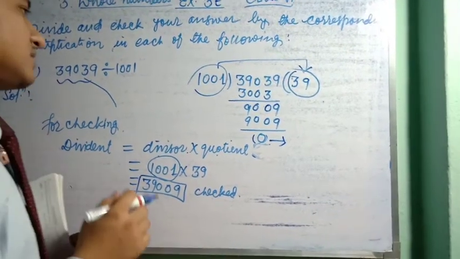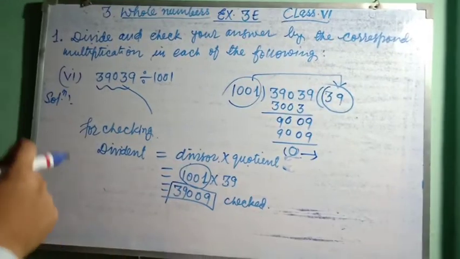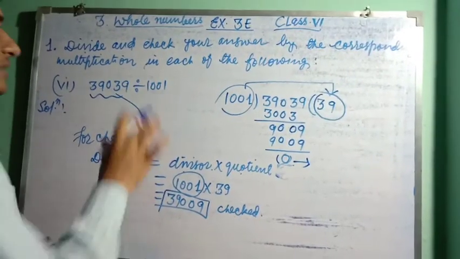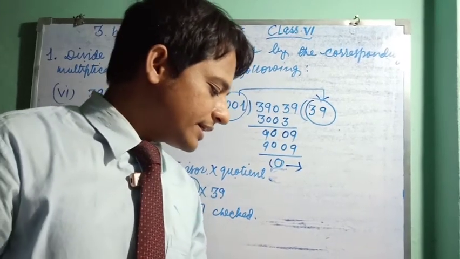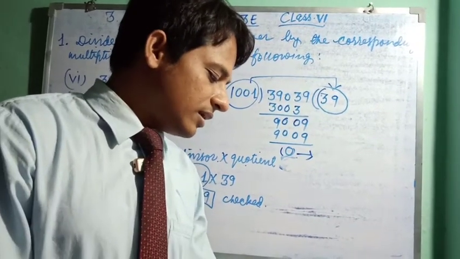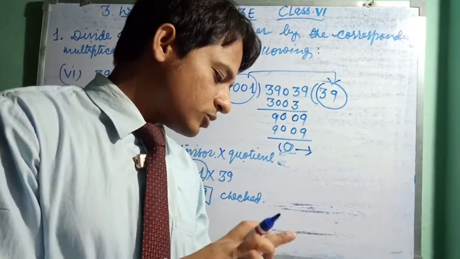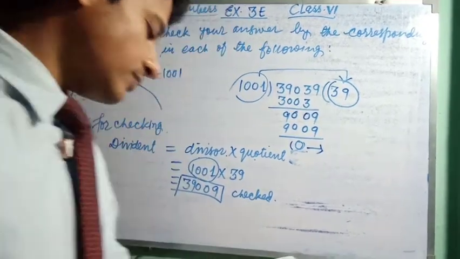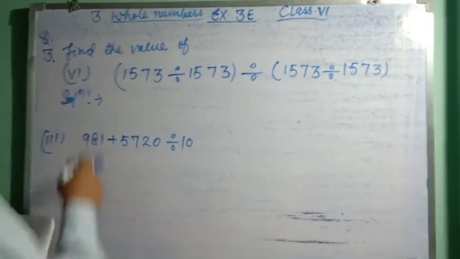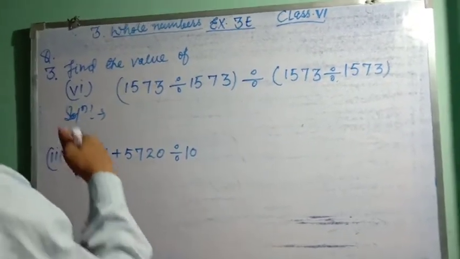So this is your answer, and this is how to solve these questions. I hope you understood very well. You can solve sub questions 1, 2, 3, 4 and 5. Now see friends, question number 3. Find the value. I have taken sub question 6.